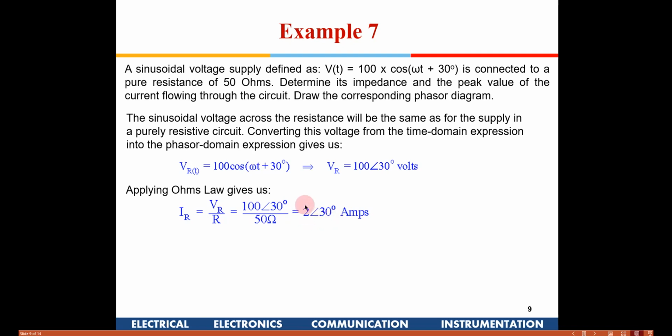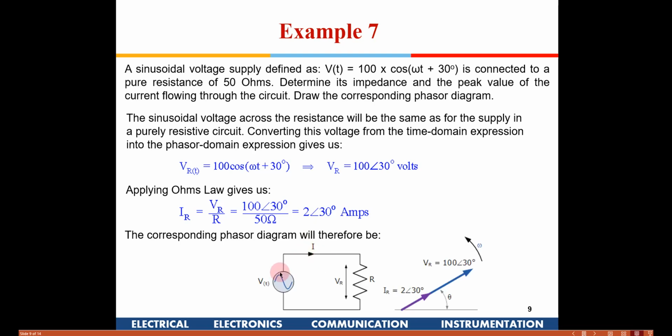Again here 2 is the peak value of the current. It says determine the peak value of the current. Peak value will be 2 out here. Magnitude would be 2 out here.